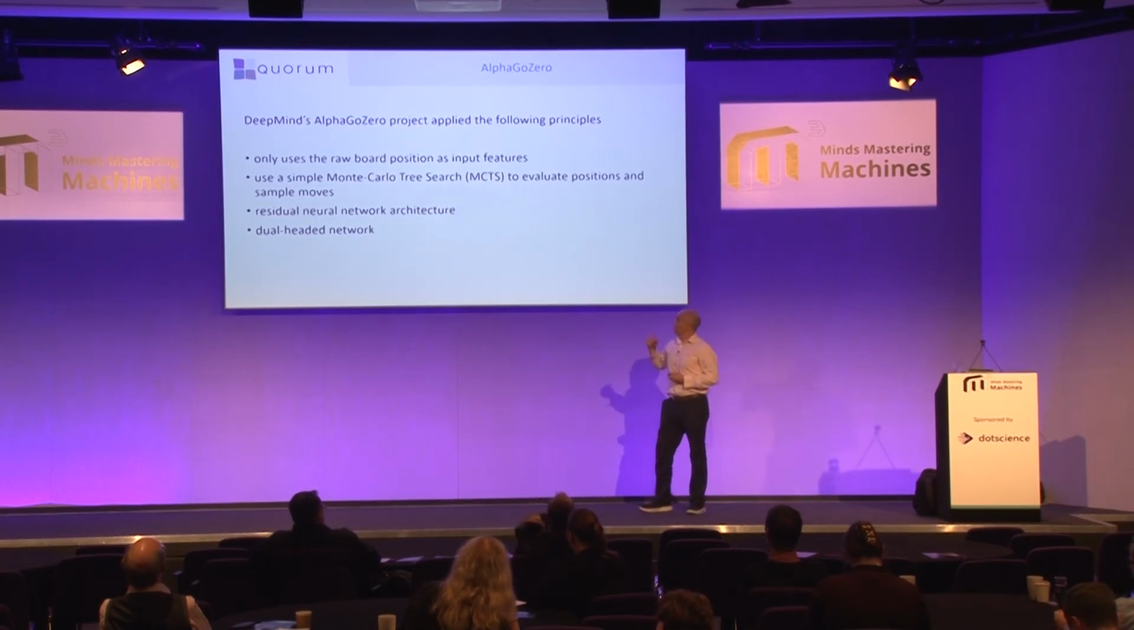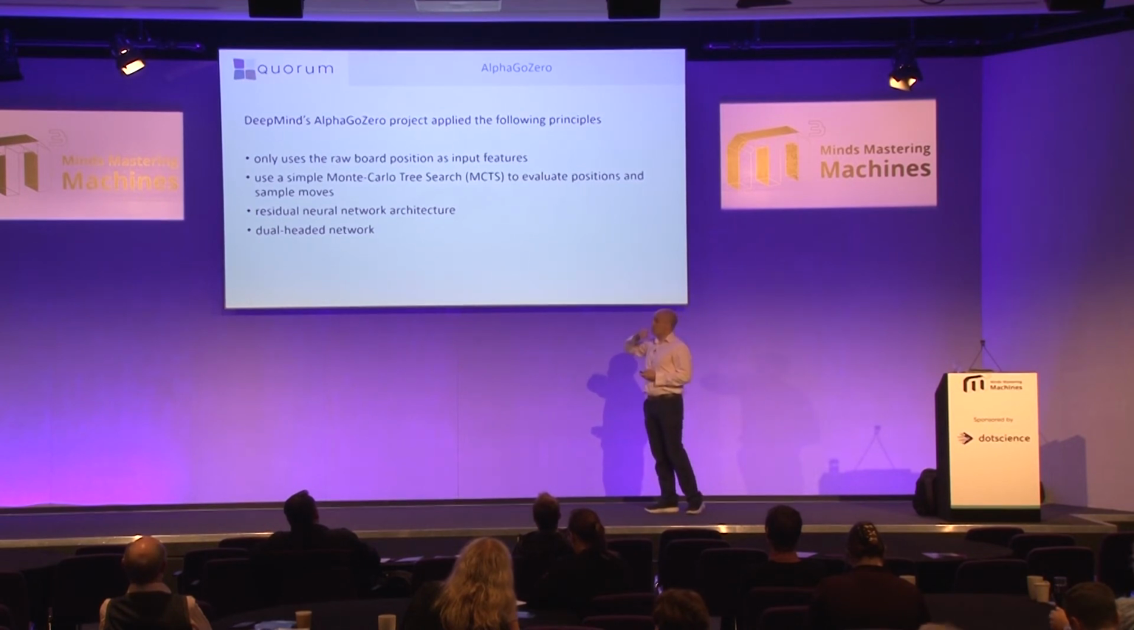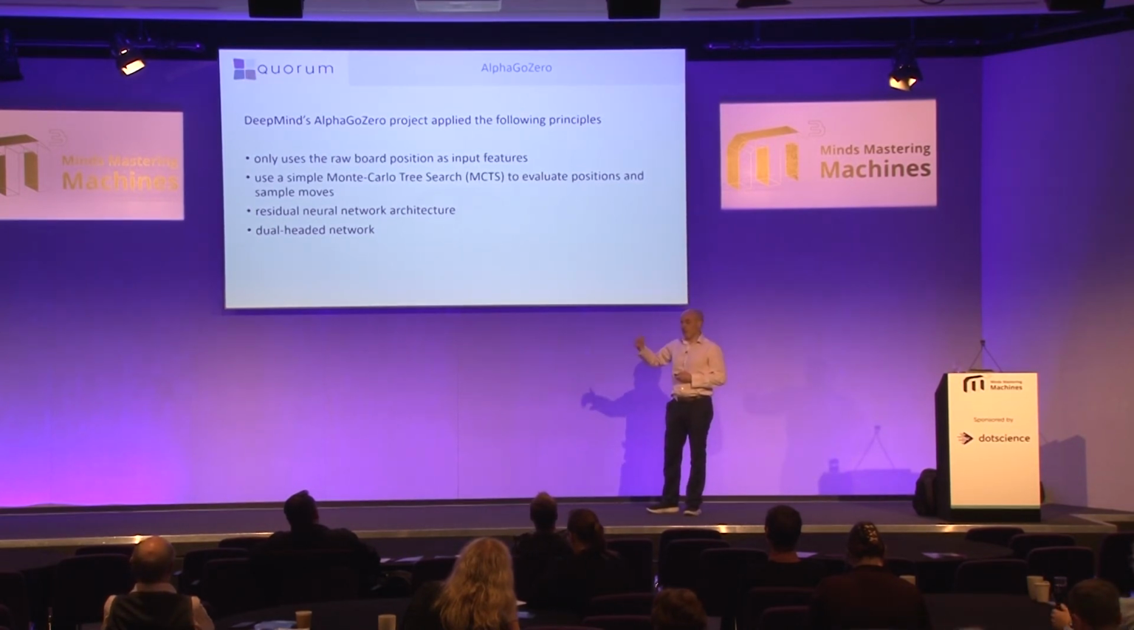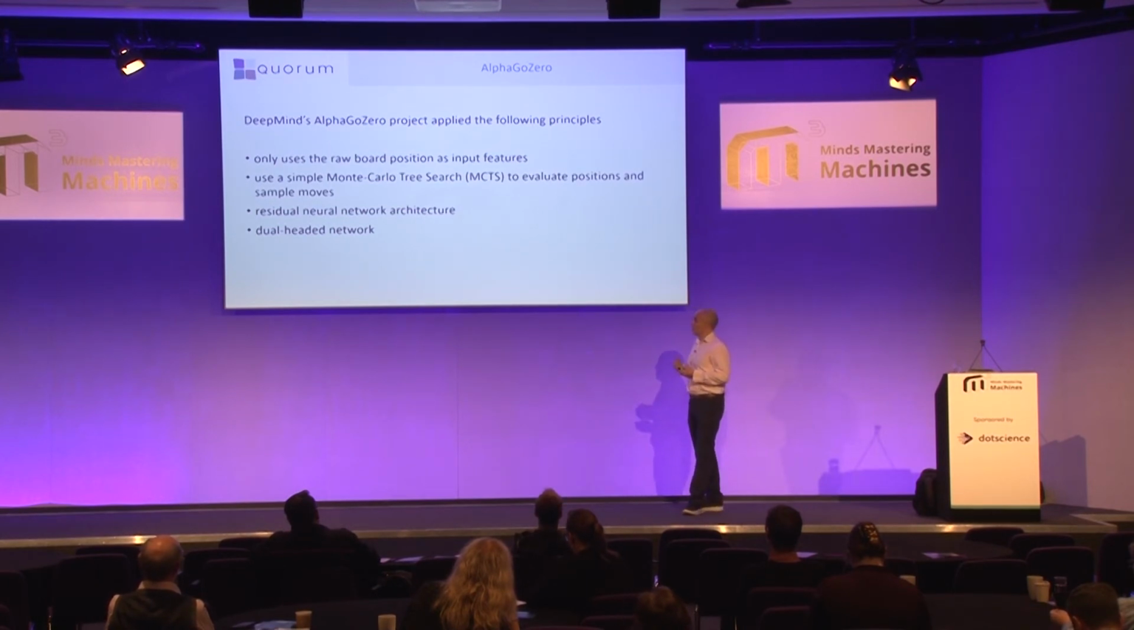So AlphaGo Zero basically just uses the board position as input. It uses a Monte Carlo tree search, and I'll talk a little about what that is, but it's a way of looking ahead and then seeing how good a position you could end up in, and then using that to update where you currently are.